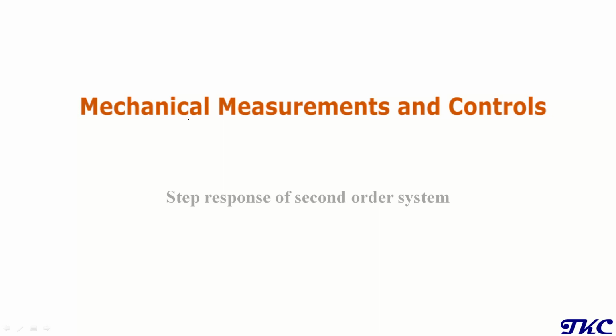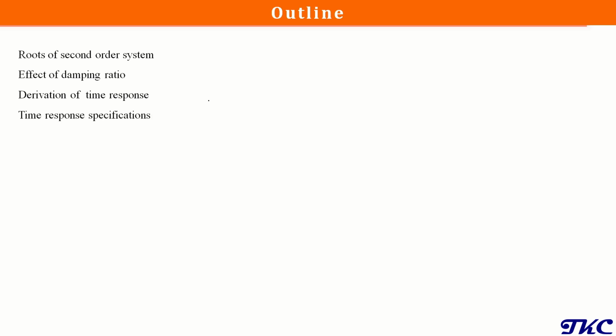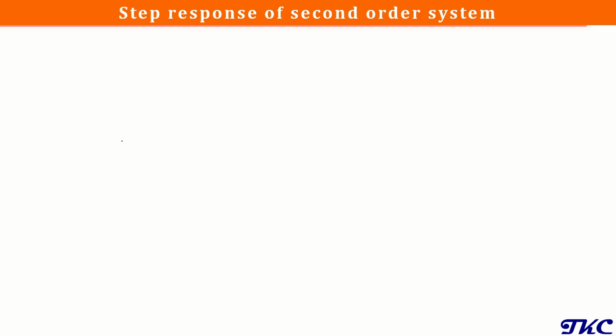In this lecture, we are going to discuss the step response of a second order system. So let's see first what we are going to cover. We are going to discuss the roots of a second order system. Then we'll see the effect of damping ratio on the performance of a second order system. Then we are going to derive the time response of a second order system when we apply a step input to it. Then at the end, we'll derive the time response specifications of a second order system. So let's start with the second order system.